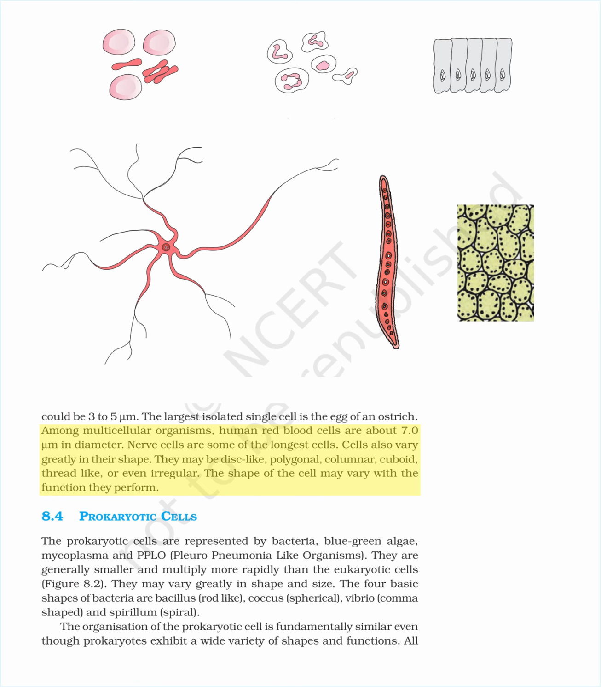Cells also vary greatly in their shape. They may be disc-like, polygonal, columnar, cuboid, thread-like, or even irregular. The shape of the cell may vary with the function they perform.